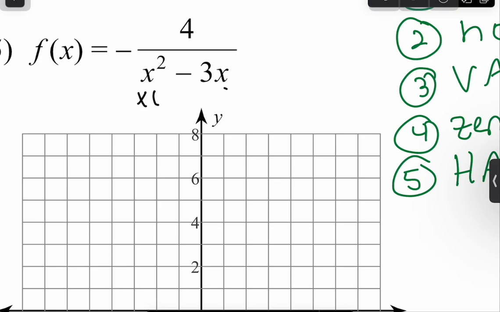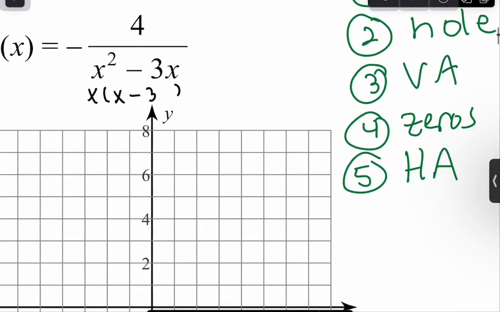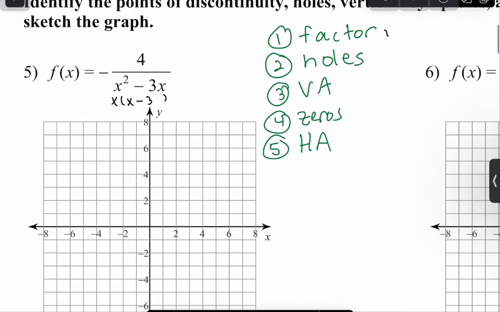They both contain an x, factor out an x. We're left with x times x minus 3. So there are no holes because there are no factors on top and bottom that match. But there is a vertical asymptote where x equals 0 and where x minus 3 equals 0. So at 0 and at 3.